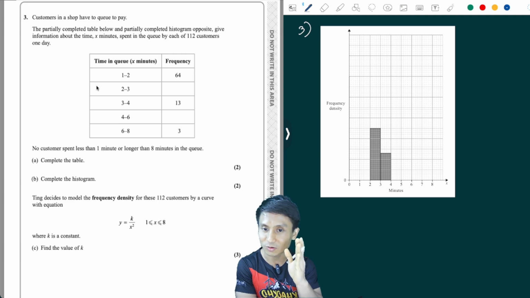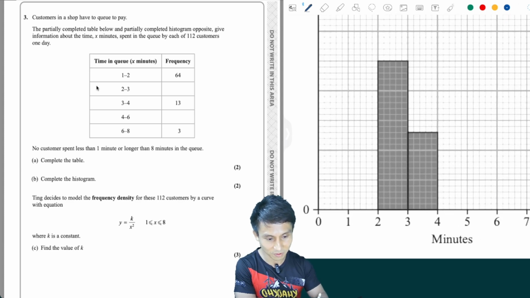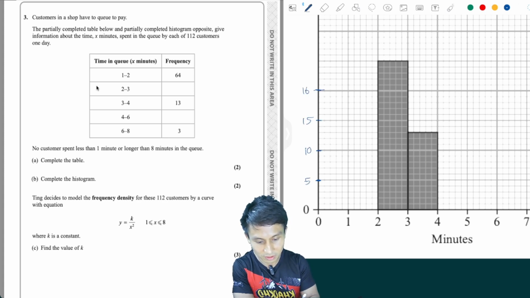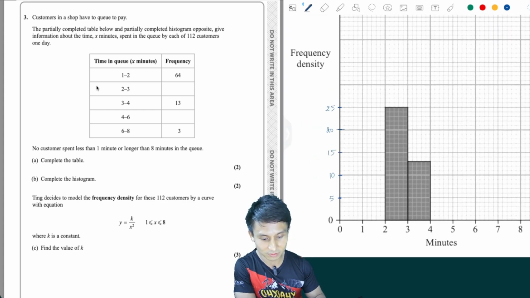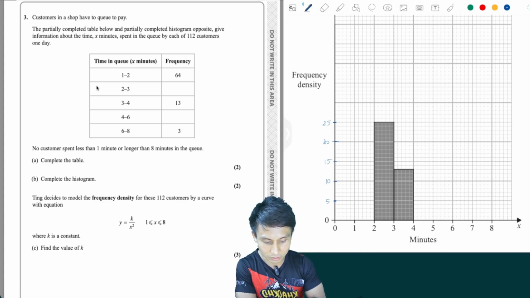We are not given the scale, so we need to establish the scale correctly first. Let's count. I'm guessing that this is 5, and this is another 5. So that's 13. So we should scale it like this, and then like this, so that we can count easily later on. Maybe we can stop there. So the 3 to 4 class has the frequency of 13.